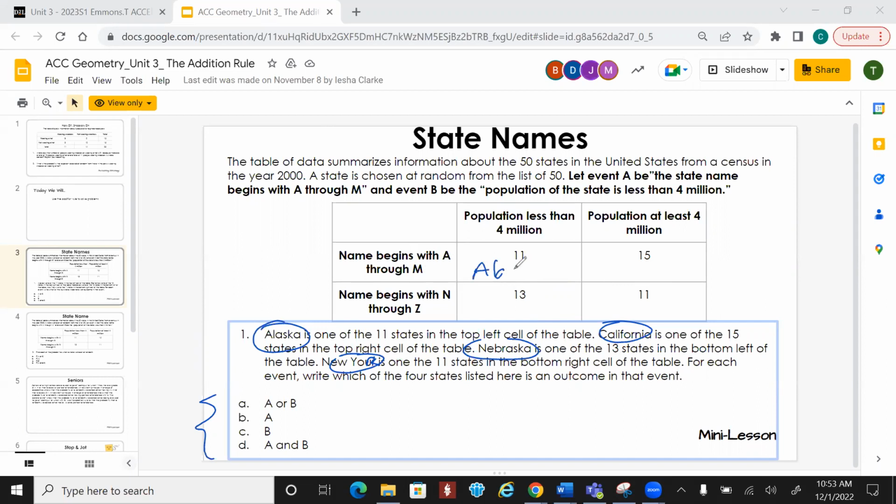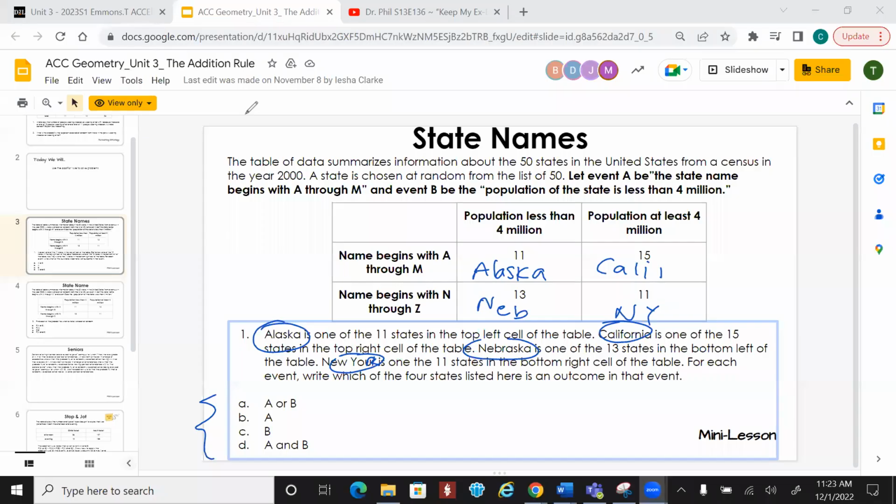We'll come back and we'll finish this. Alaska goes here. California. And okay, so we'll finish that. Back to our previously scheduled program.